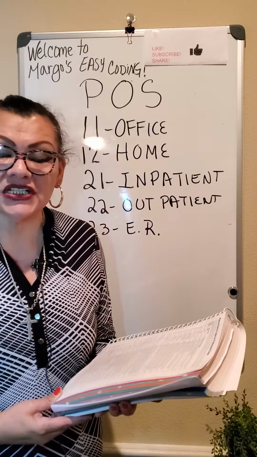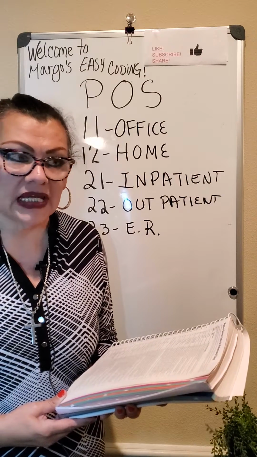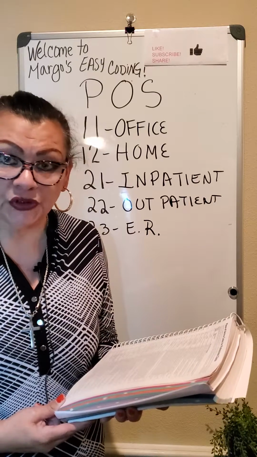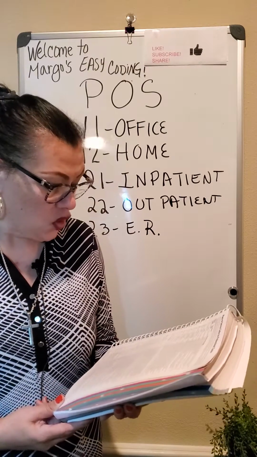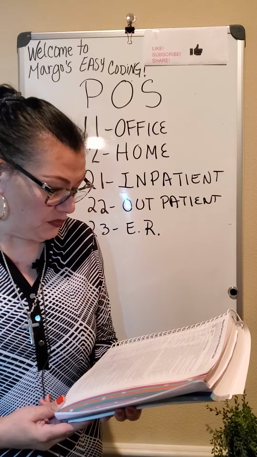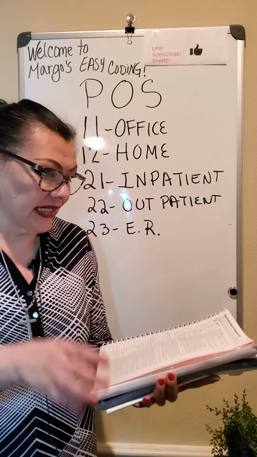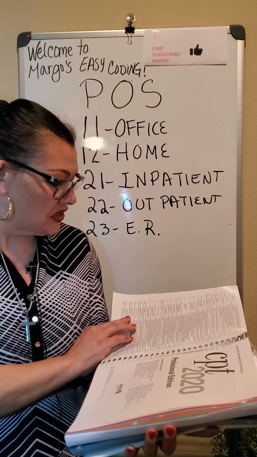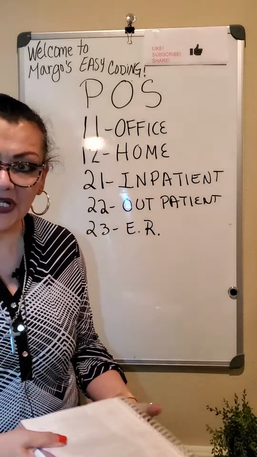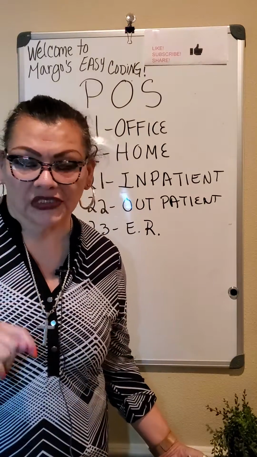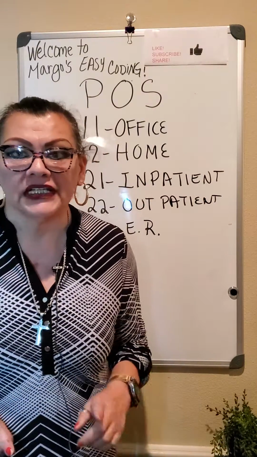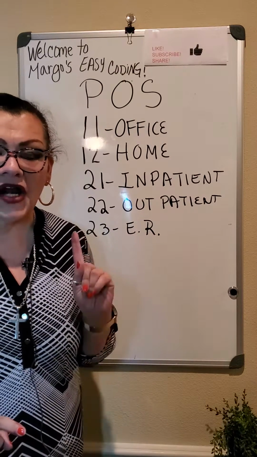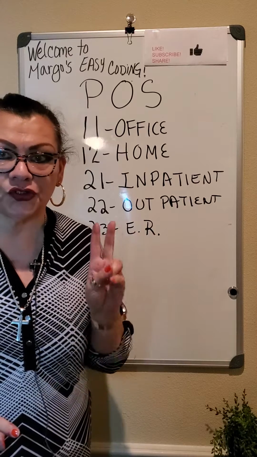Let's say that the patient gets sick at work and the doctor gets called in. The place of service where the doctor saw the patient was place of employment, 18. And again, there is a list, actually 2 pages of different place of services. But today we are going to learn only the 5 most common. Again, our place of services are always 2 digits.